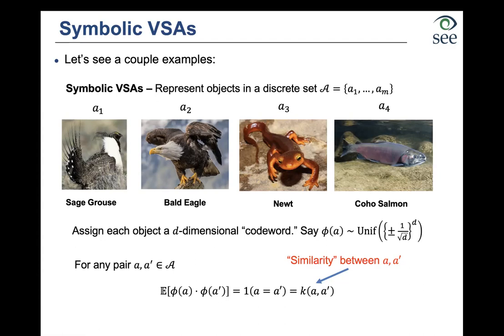So what we're saying is that we have this underlying notion of similarity, which is just the identity function that tells us whether its operands are the same or different, and an expectation over randomness in the generation of these embeddings. We're saying that dot products in HD space recover this underlying notion of similarity.